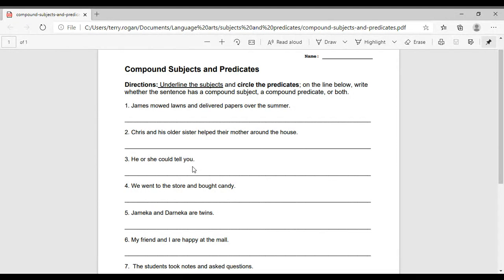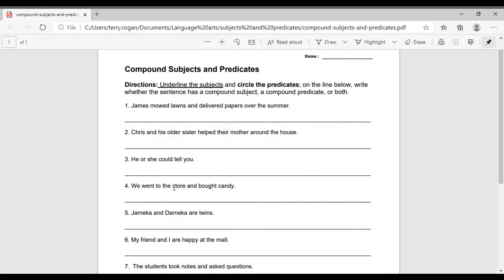Let's look at problem number 3. He or she could tell you. Who or what is this sentence about? It's about he or she. What could he or she do? They could tell you something. So that's a weird sentence, actually, but it's on this paper, so we're going to go through it. So he or she, two subjects, so compound subject, could tell you. This is actually just a simple predicate, could and tell. Could is a helping verb for tell. So this is actually a simple predicate. Even though it's got two verbs, they are verbs that work together. Could is a helping verb for tell.